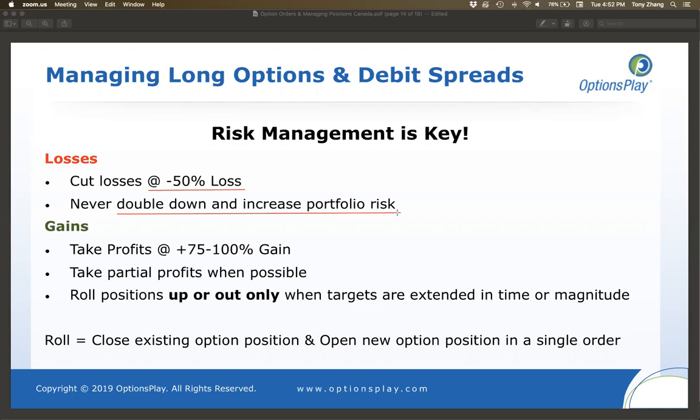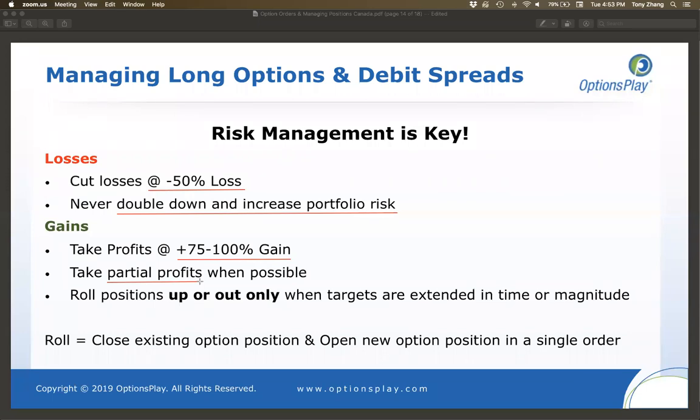On the flip side, if a trade starts to go in your favor, you also want to have rules. You want to take profits at somewhere between 75 and 100% gain. So if you bought an option for $1, now it's trading at $1.75 to $2, it's time to start taking profits. At the very least, start taking partial profits. So if you're trading multiple contracts, take half of it off. You should be able to reduce the risk on the entire trade down to close to zero if you follow these types of rules, and still have the other half of the trade left for it to continue moving in your favor.